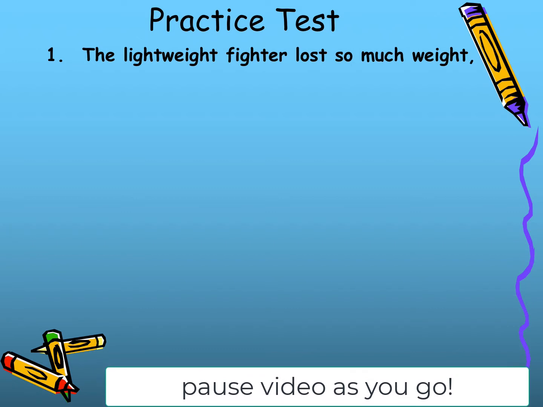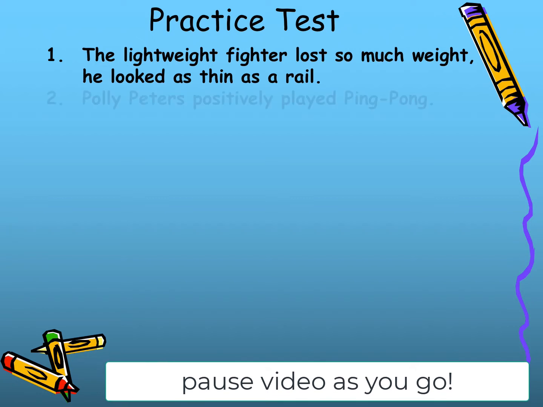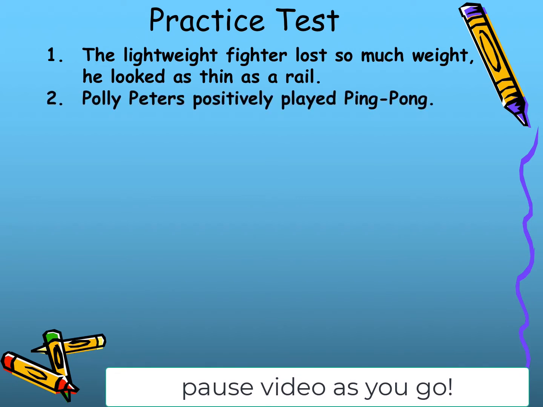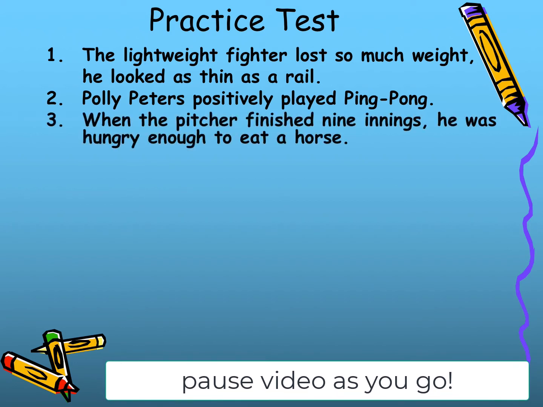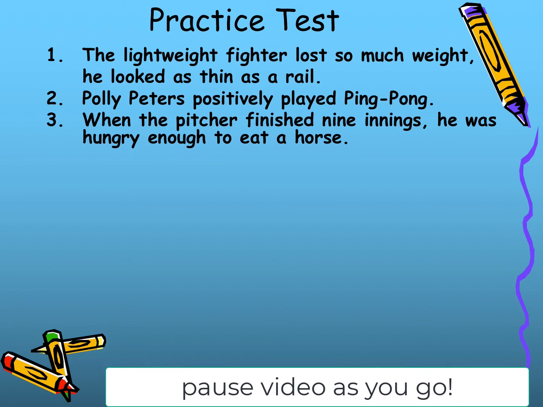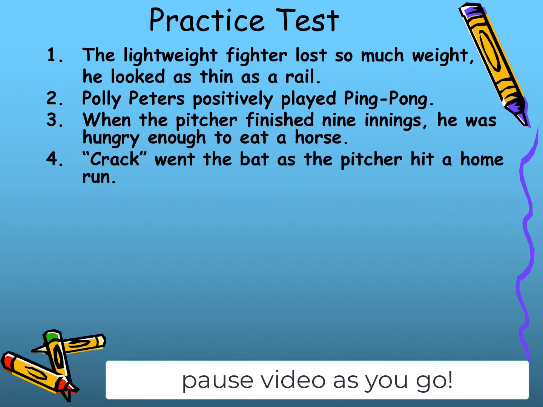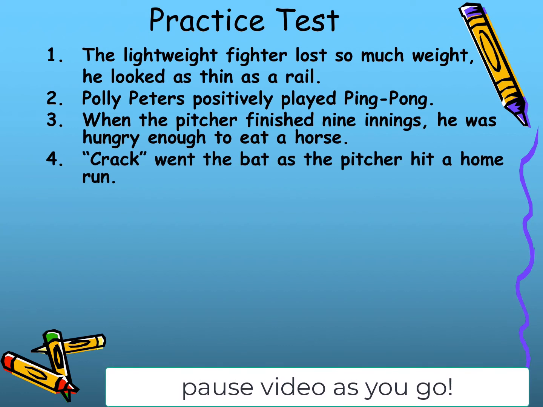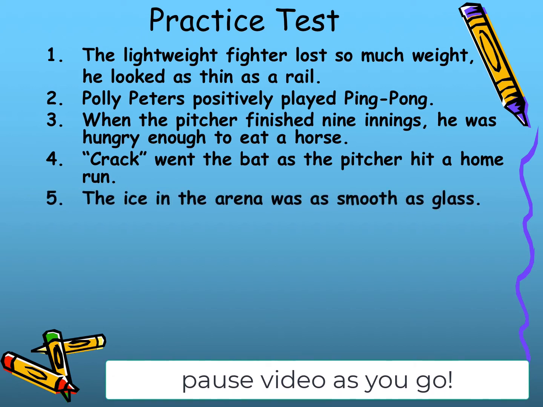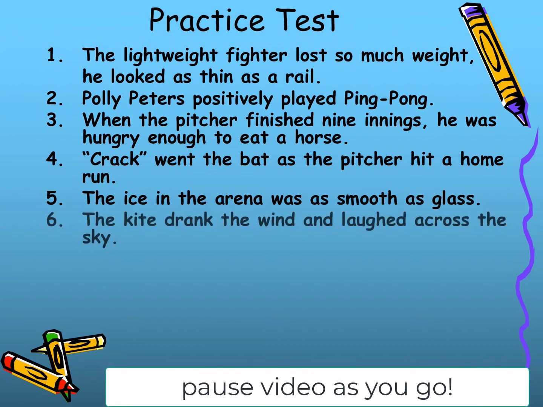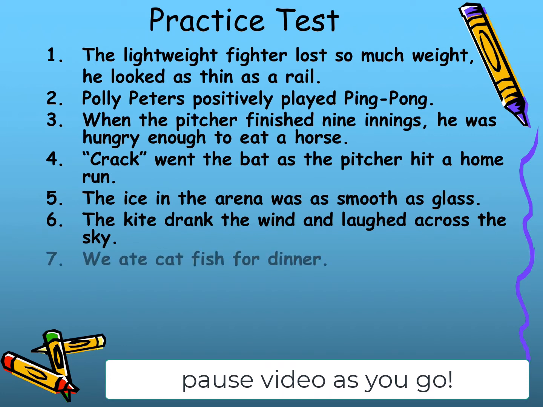Number 1, the lightweight fighter lost so much weight he looked as thin as a rail. Number 2, Polly Peters positively played ping pong. Number 3, when the pitcher finished 9 innings, he was hungry enough to eat a horse. Number 4, crack went the bat as the pitcher hit a home run. Number 5, the ice in the arena was as smooth as glass. Number 6, the kite drank the wind and laughed across the sky.